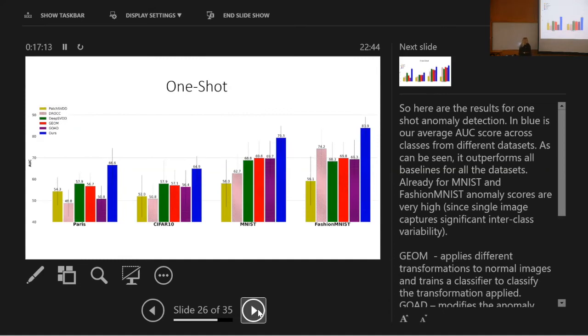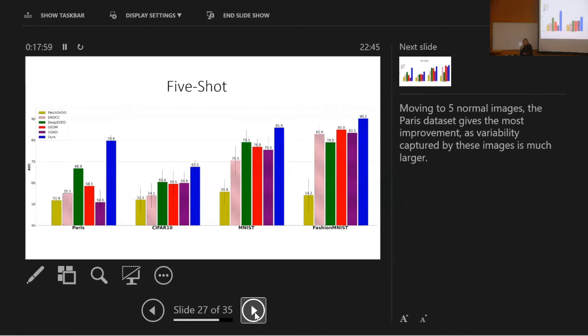So here are the results for the one-shot anomaly detection. We are the blue color. So as you can see, our model outperforms all the baselines for all the datasets. And already for the one-shot, it gives very high results. We should notice that it's really like you train the model on one image of the normal class, and the image is chosen at random. So if the class is like car, the training image could be a car with partial occlusions or illuminations, and still it can recognize all the other images in this class.